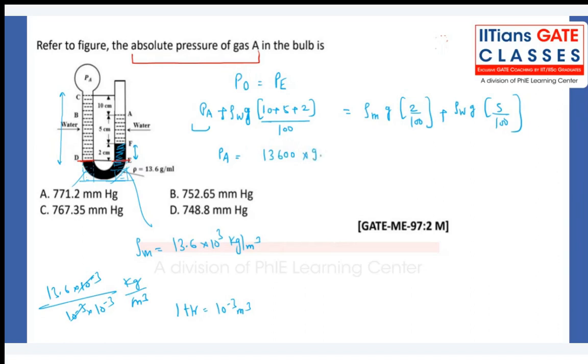G value is 9.81, 0.02, plus rho of water, which is 1000, 9.81. This 5 centimeter and this 5 centimeter, if I subtract it, 0.05 minus this one, what is that? 0.17. So what is the pressure at a point?